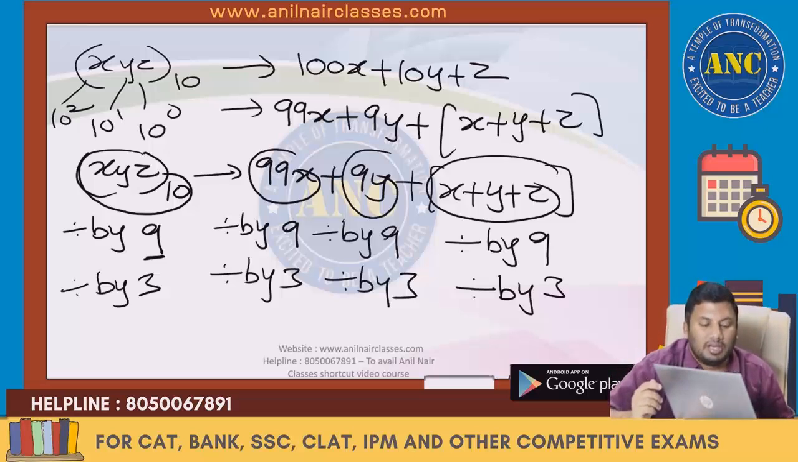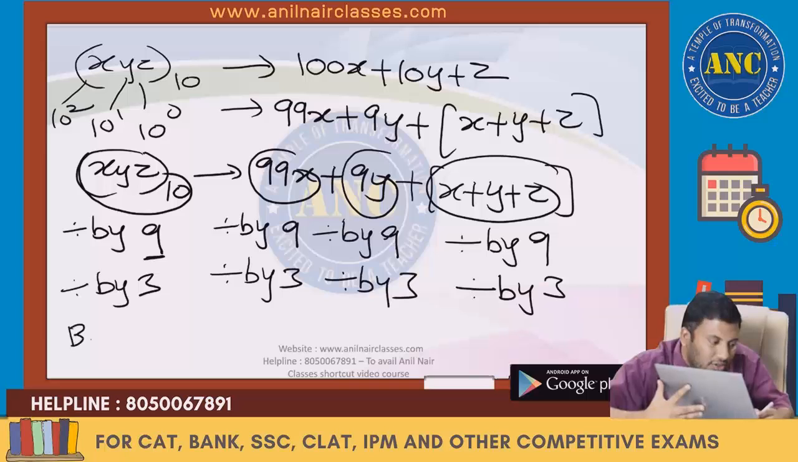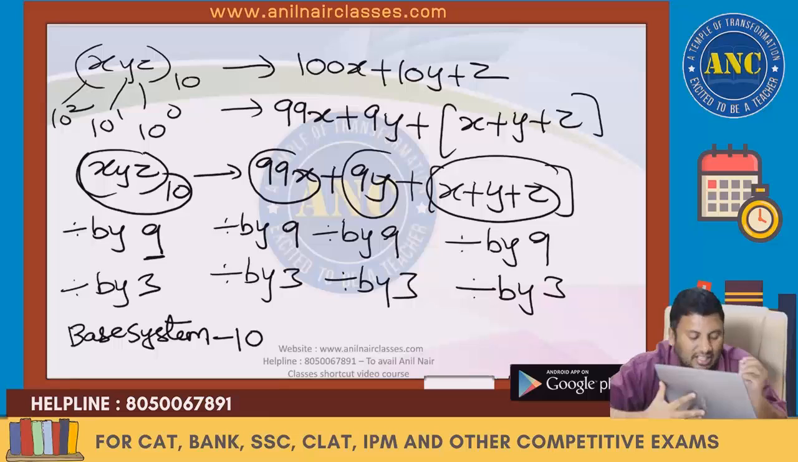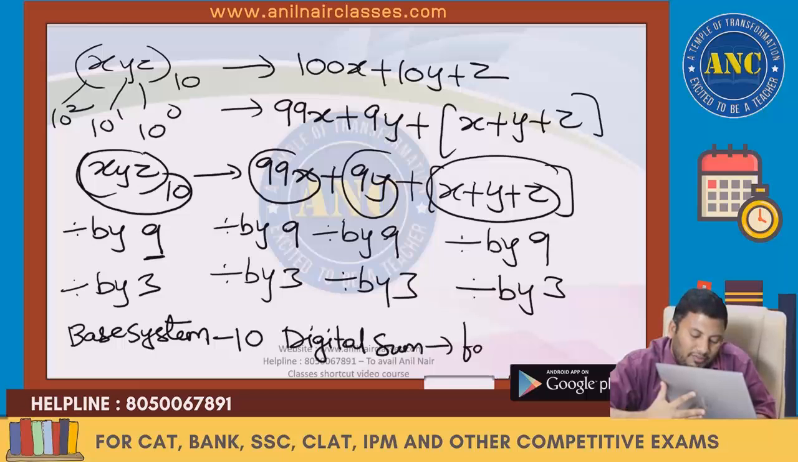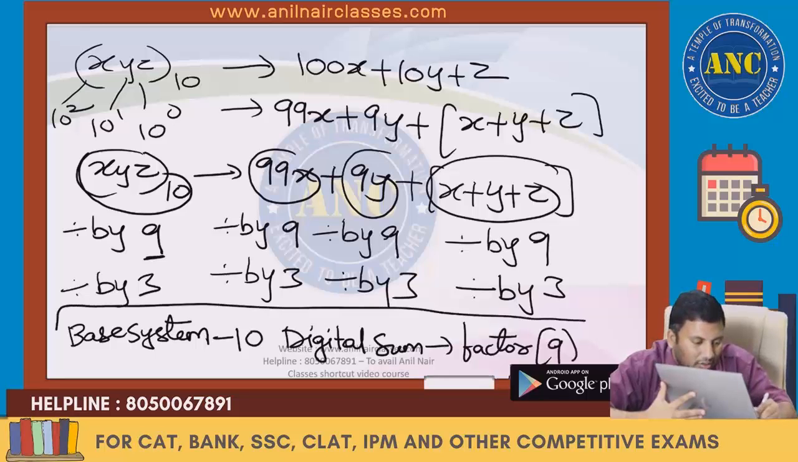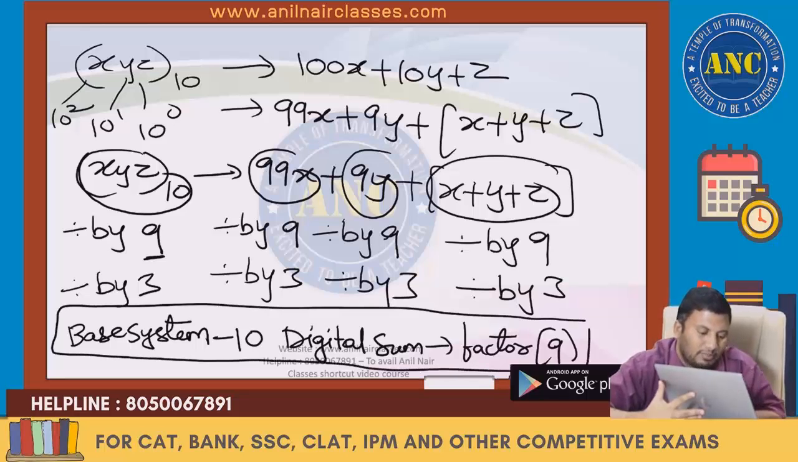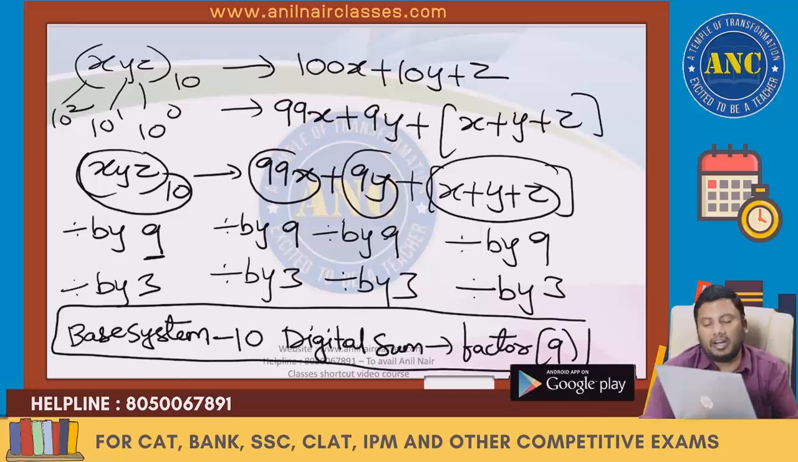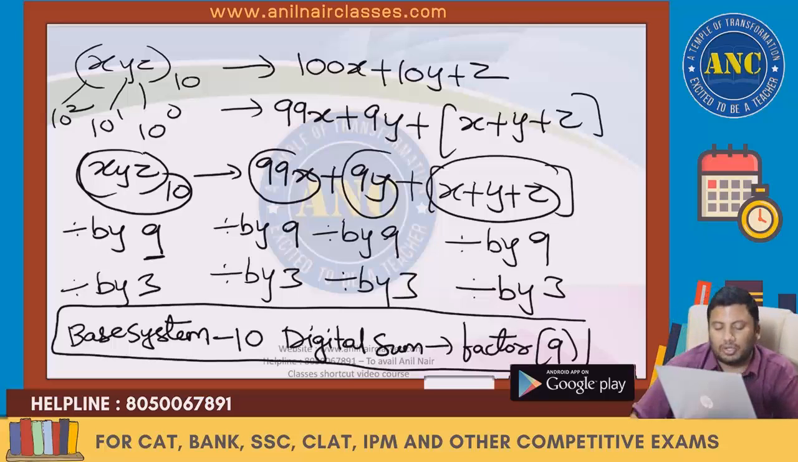Are you all with me? Right? That means in base system 10 we have to write x plus y plus z. What are x, y, z? They are the digits. The digital sum rule is applicable for all the factors of 10 minus 1, which is 9. Please write down this point. In base system 10, the digital sum rule applies for divisibility by 9, and not only 9, the digital sum can also be applied for its factors.